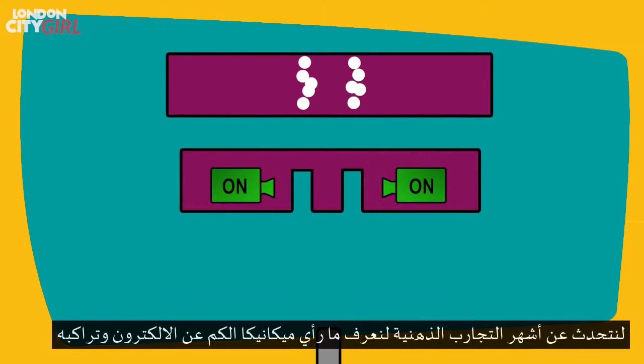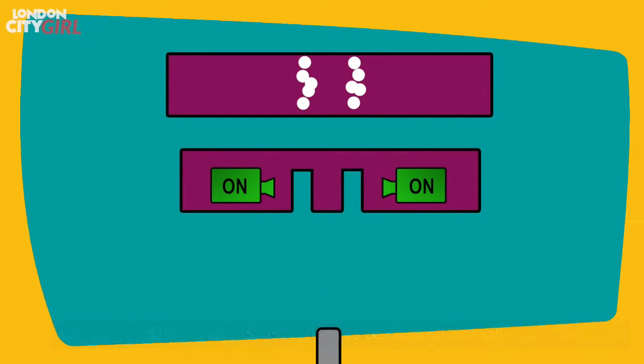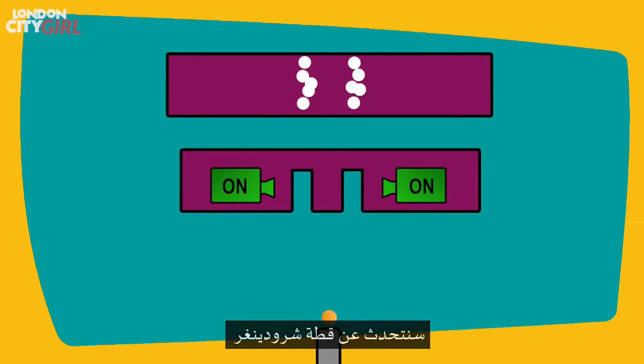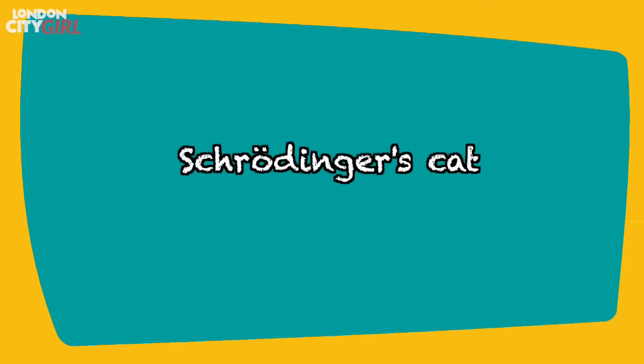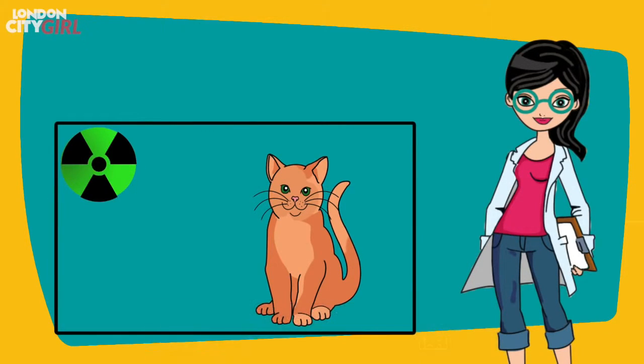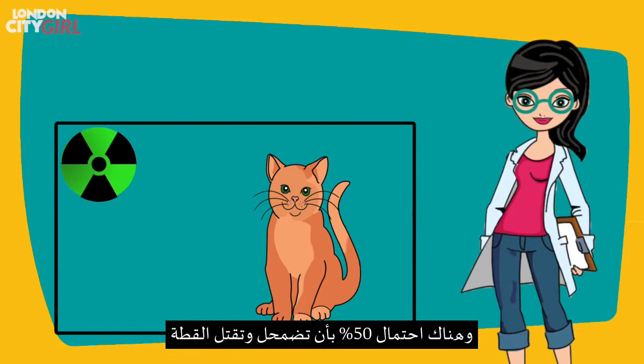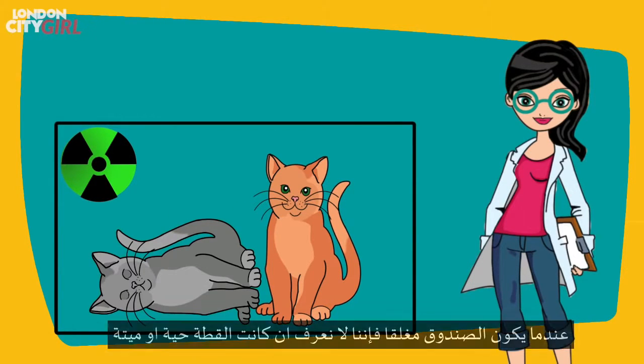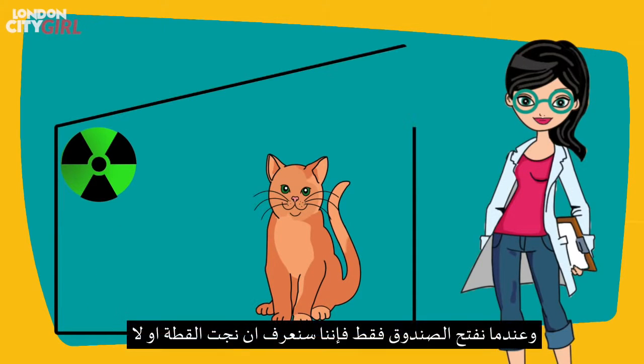Let's use one of the most famous thought experiments to further illustrate what quantum mechanics is saying about the electron and the superposition. We turn our attention to Schrödinger's cat. Erwin Schrödinger described a thought experiment where a cat was placed in a covered box with a radioactive sample that has a 50% chance of decaying and killing the cat. While the box is covered, we have no idea if the cat is dead or alive, and only once we open the box will we know if the cat made it or not.